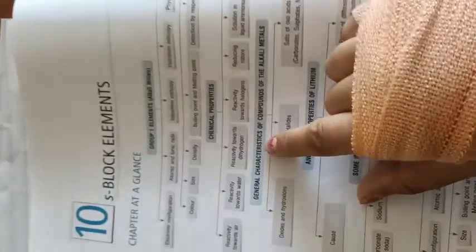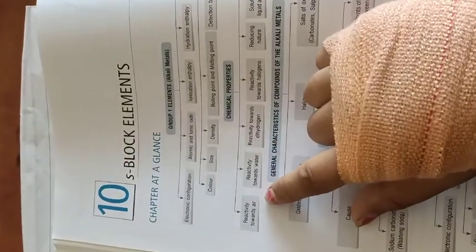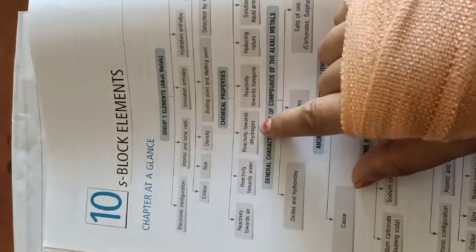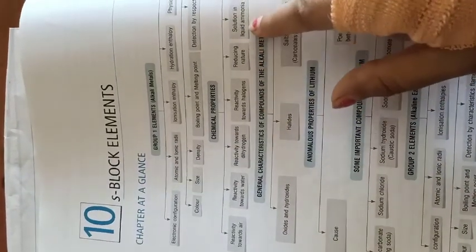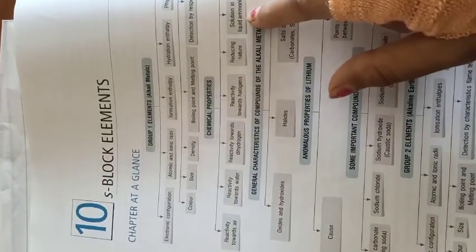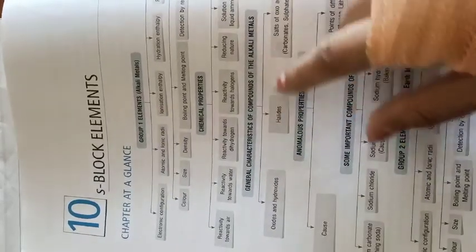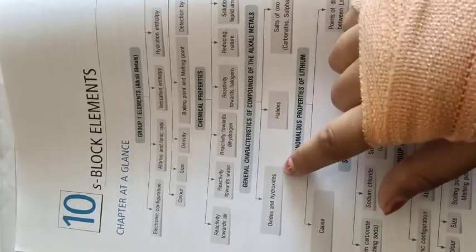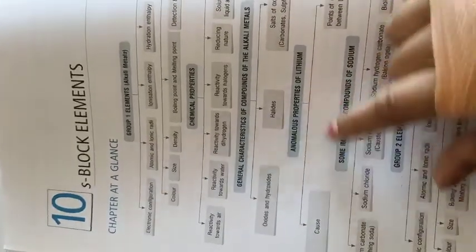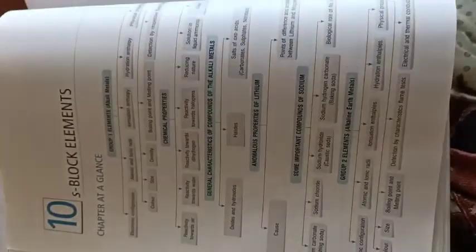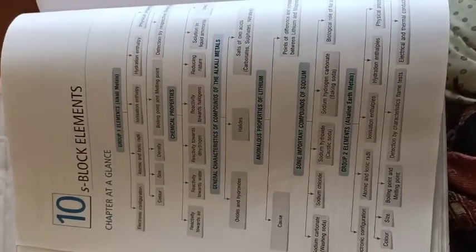Chemical properties are given here as reactivity with air, with water, with dihydrogen, towards halogens, reducing nature and solution in liquid ammonia. General characteristics are the halides, salts, and the oxides and hydroxides. Analogous properties of lithium and so on, something like this only. So you can see this chart properly.